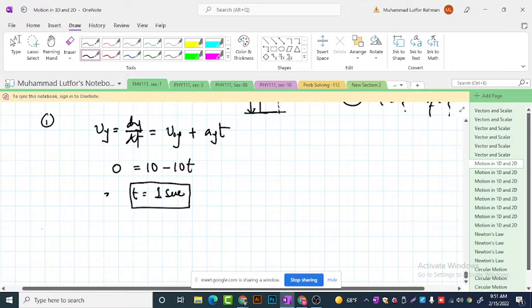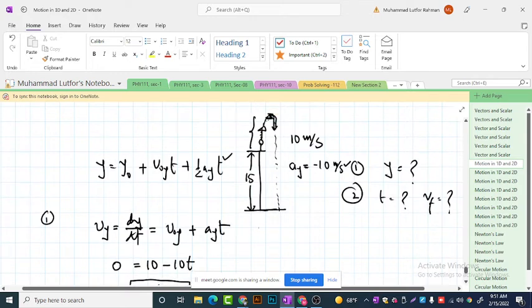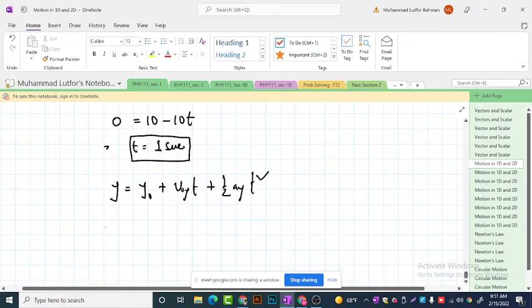Now if you want to find how high it goes, I write y equals y naught plus v naught y t plus half a_y t squared, then I plug in the values. Right now I'm considering the origin at the ground surface. Then y naught would be 15, plus v naught y, the initial, is 10, minus, it is going to be 5, right?